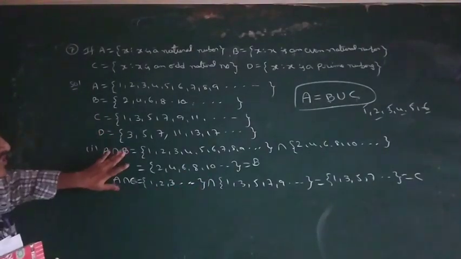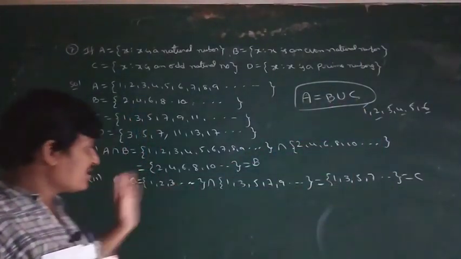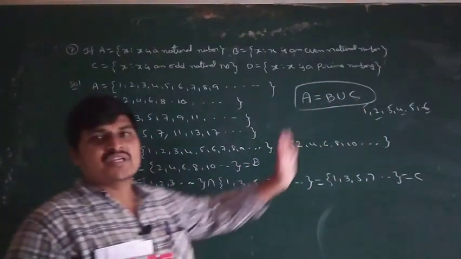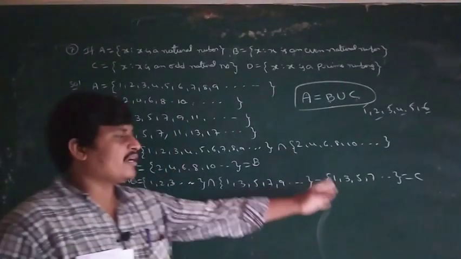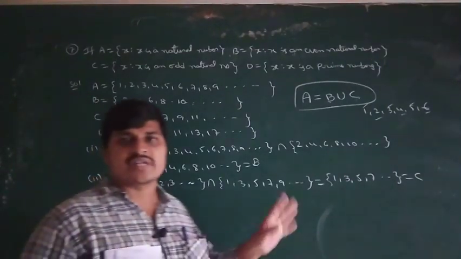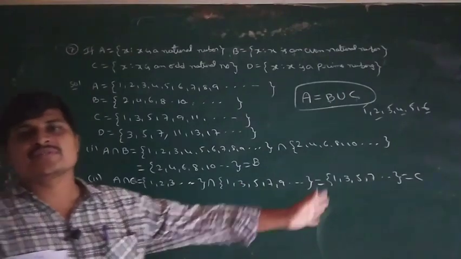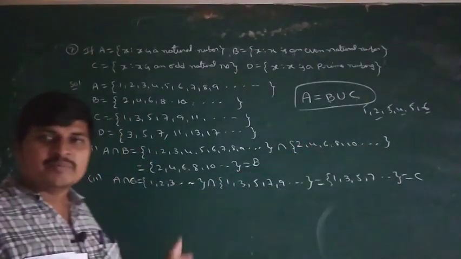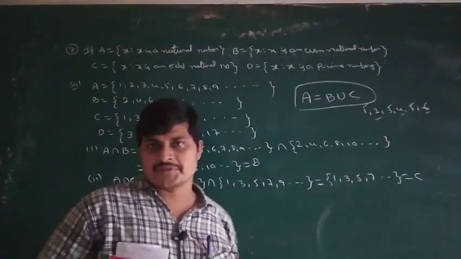So the common numbers of natural numbers and even numbers are the even numbers. The common numbers of natural numbers and odd numbers are the odd numbers. Okay, natural numbers means total numbers. Natural numbers and even numbers, the common numbers are even numbers. Natural numbers and odd numbers, the common numbers are odd numbers.